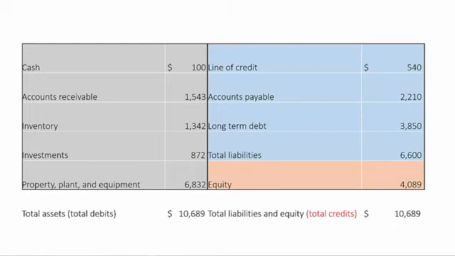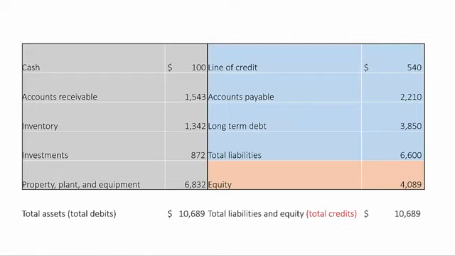Let's just put some numbers in these boxes for fun and to help you connect a conceptual model to reality. Our assets are on the left, beginning with cash of $100. Pop quiz, is this a debit or a credit amount? Yes, it's a debit amount. Assets are always debit accounts. Below that, we have accounts receivable of $1,543, which is to say that someone owes us $1,543. We have inventory of $1,342 and some investments worth $872 and property, plant, and equipment worth $6,832. The total value of all the assets in the business is $10,689.